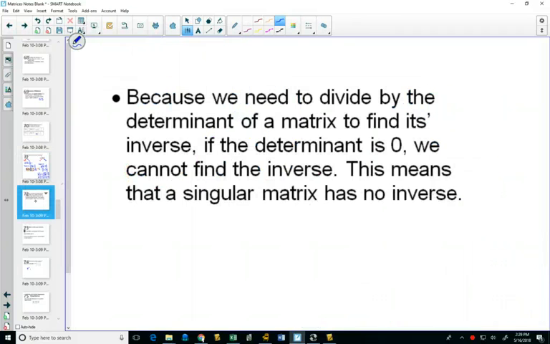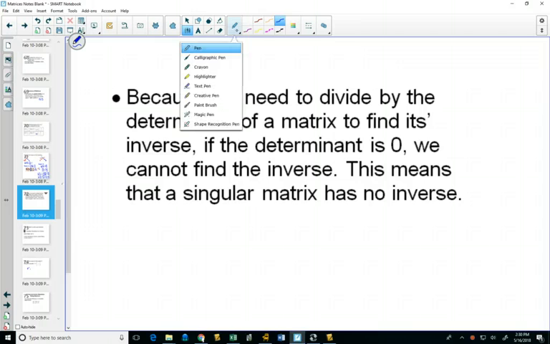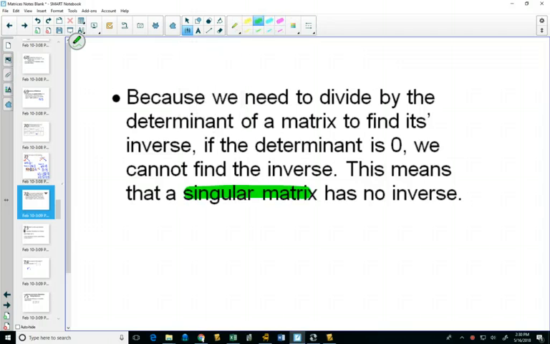All right, and here's the note that we talked about already. If the determinant is 0, and a reminder of this definition, if the determinant is 0, we can't have the inverse, and now we see why. Because you can't have that 1 over 0 as part of the process of finding your inverse.